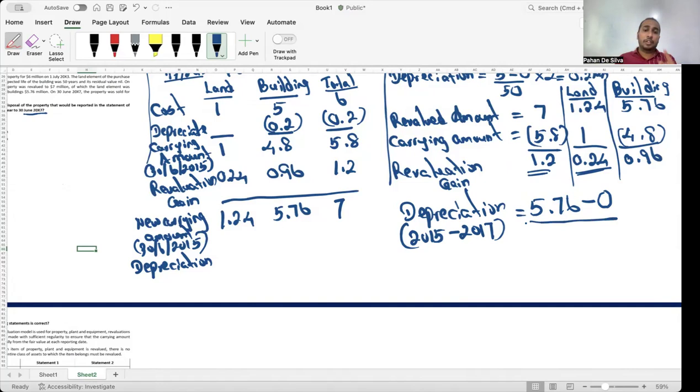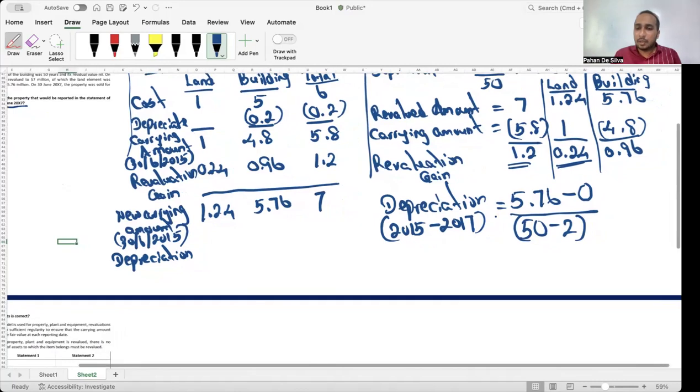This has to be depreciated over the remaining useful life. As per the question, original useful life was 50 years. Out of this 50 years, we used this asset for 2 years until the date of revaluation. That means original useful life 50, out of that we have utilized 2 years until the date of revaluation. Then the remaining useful life is 48 years. So this new carrying amount, or the revalued amount, should be depreciated over the remaining useful life.